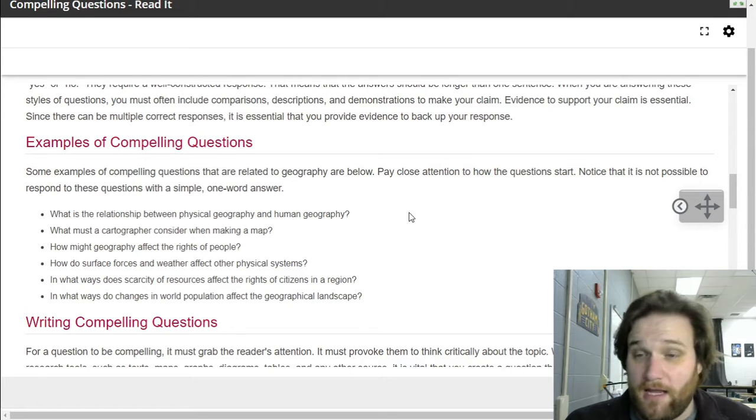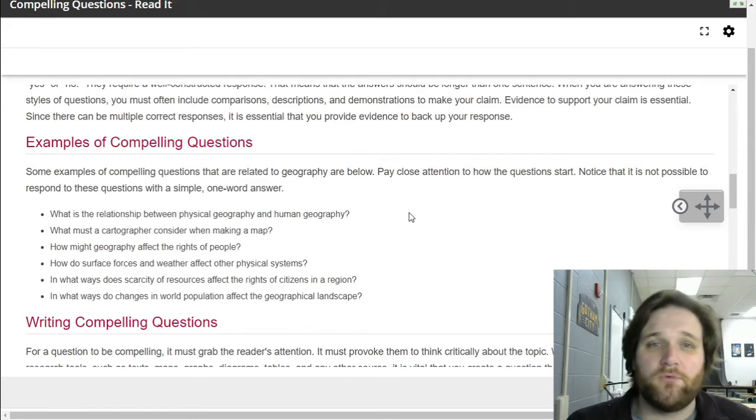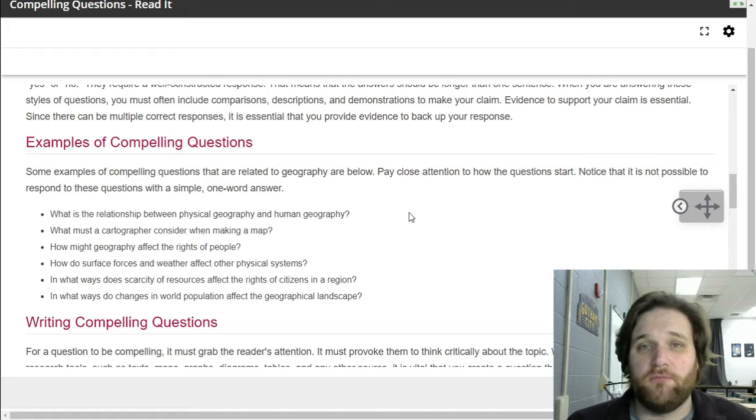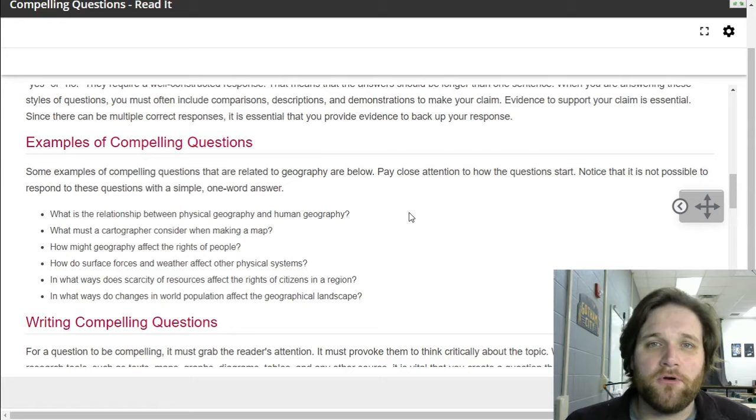Now, I gave you some specific geography-based compelling questions. And like I said, notice it's not possible to answer these with a simple one-word answer. What is the relationship between physical geography and human geography? You can't say yes or no. You can't give one word. What must a cartographer consider when making a map? Again, you can't answer these. None of these you could give a simple answer to. And it's not because I'm trying to make answers harder for you. It's a goal of a deeper level of understanding that we're going for here.